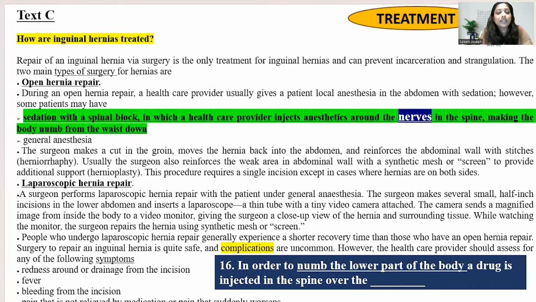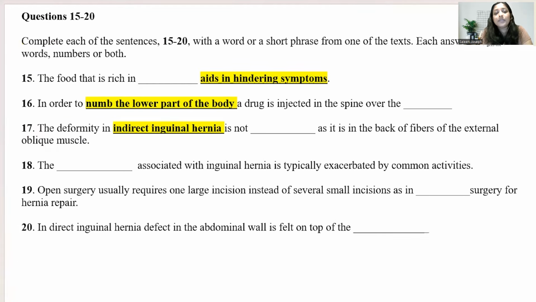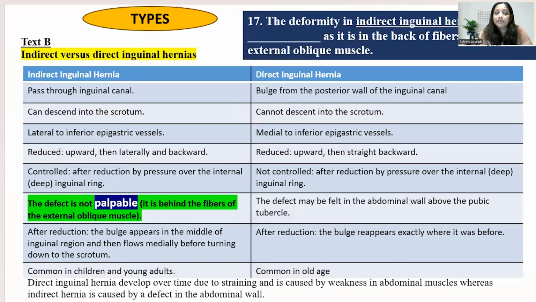Then, next question, 17th one. The deformity in indirect inguinal hernia. Which option is it? B. Palpable. Yes, the deformity in indirect inguinal hernia is not palpable, as it is at the back of the fibers of the external oblique muscles. Everything they have mentioned. It is behind the fibers here.